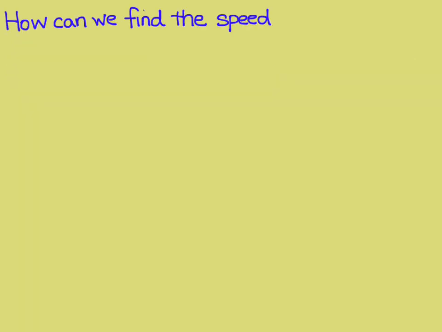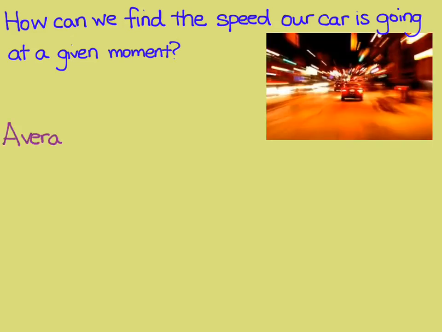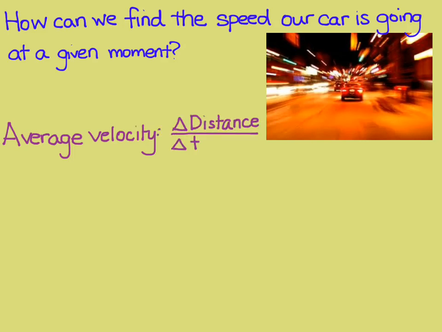Another question that we're going to address is how can we find the speed that our car is going at a given moment? We know how to find the average velocity over a given interval of time. We do the change in the distance over the change in time. Or if s of t represents the distance that we've traveled at time t, then we can look at s of t1 minus s of t0 over t1 minus t0.